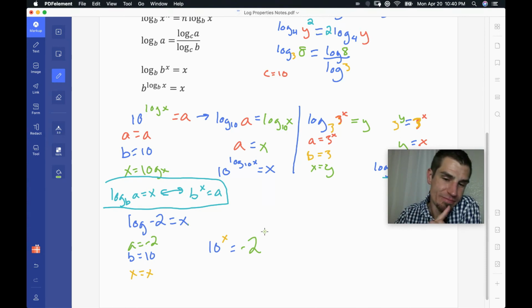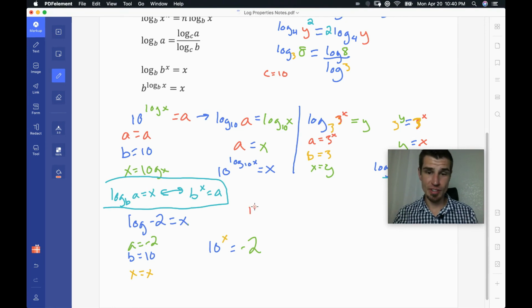Well, if x was positive, if we put a positive number in right here, 10 just gets really big, right? That's really not going to give us a negative number. So x can't be positive. That's not going to work. What about negative? If x is negative, what happens? Well, remember, negative exponents don't turn numbers into negative numbers. They make the reciprocal. They flip them. Any negative exponent here is not going to give us a negative answer.